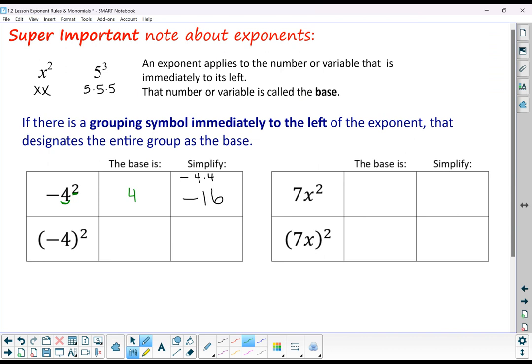But in the one below, the thing that is immediately to the left of that exponent is a grouping symbol. That means this whole group is the base. So in this case, the base is negative 4. So that means I have a negative 4 that's being squared. That means it's a negative 4 multiplied by another negative 4. So that gives me actually a positive 16.